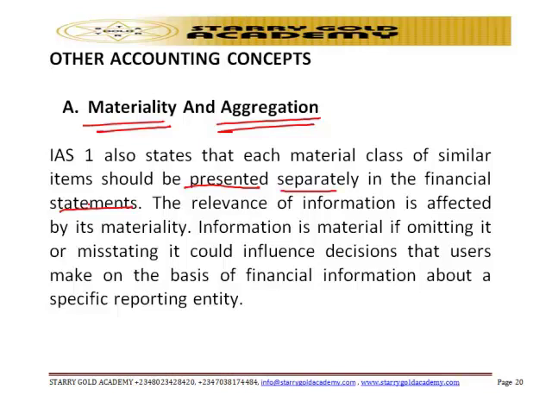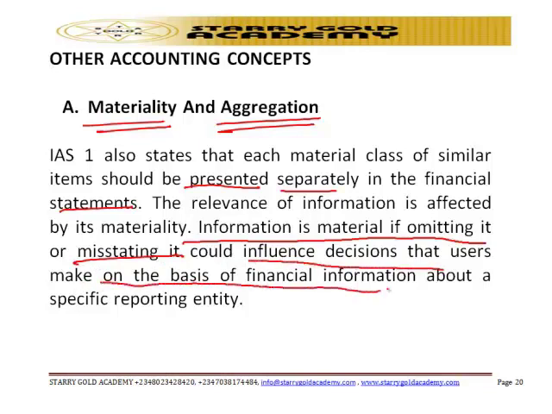The relevance of information is affected by its materiality. Materiality talks about the effect of such an item. If it's omitted in the financial statement, what effect will it have? If the effect will be significant, it's a material item. If it is not, it is not a material item. Information is material if omitting or misstating it, probably overestimating or underestimating figures, could influence decisions that users may make on the basis of financial information about a specific reporting entity.